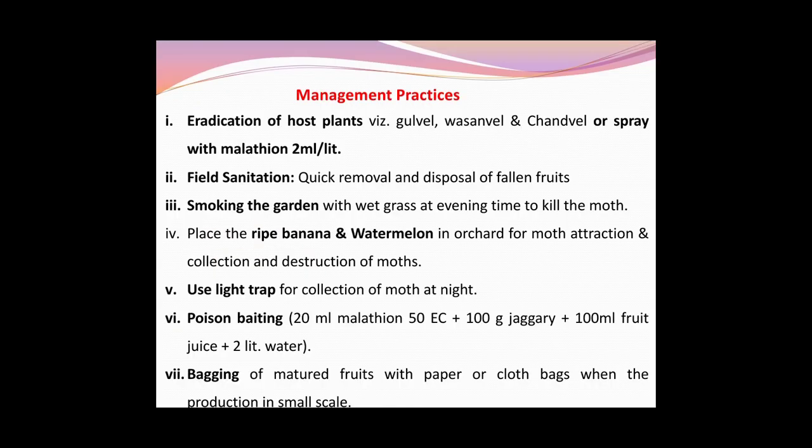Then next point is management practices. Firstly, the eradication of host plants like the gulvel, wasanvel and chandvel, or spray with malathion 2 ml per liter. Then field sanitation, meaning the quick removal and disposal of fallen fruits. Then smoking the garden with wet grass at evening time to kill the moth. Then place ripe banana and watermelon in the orchard for moth attraction, and collection and destruction of the moths. Then also we can use the light trap for the collection of moth at night hours. Then we can use the poison bait. Then also we can do bagging of matured fruits with paper or cloth bags when the production is small scale. So these are the management practices for control of fruit sucking moth.